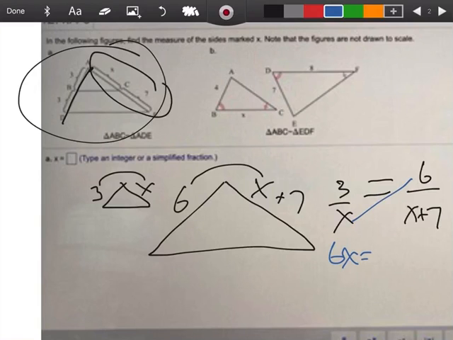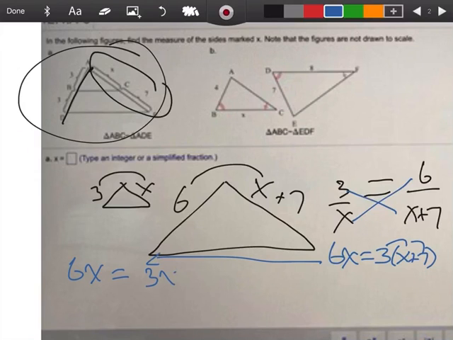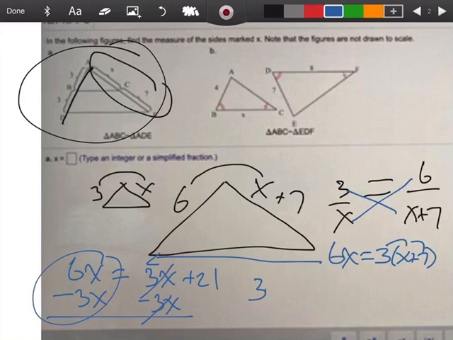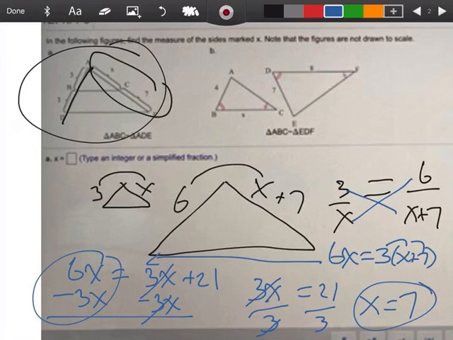So X times 6 will leave me with a 6X. Now here I have 3 times X plus 7. Okay. So I'm going to write it a little bit over here where I have some more room. So this is going to give me 6X equals 3X plus 21. So when I minus 3X on both sides, 6X minus 3X is still 3X equals 21. So when I divide both sides by 3, we come up with X is equal to 7. So for part A, my answer will be 7.